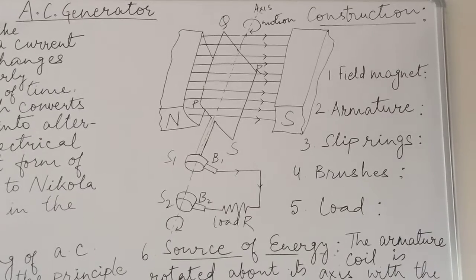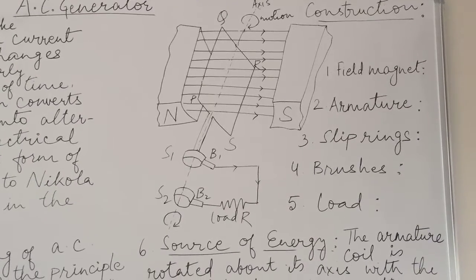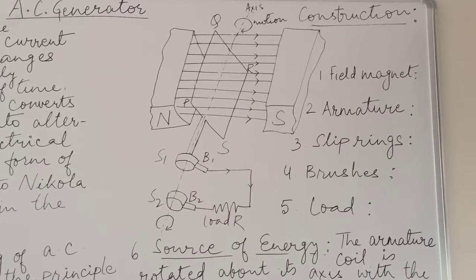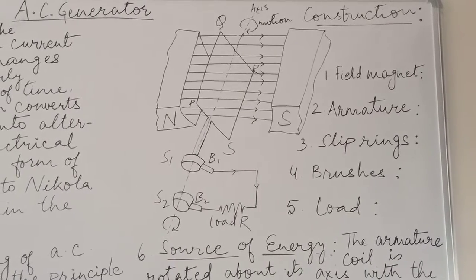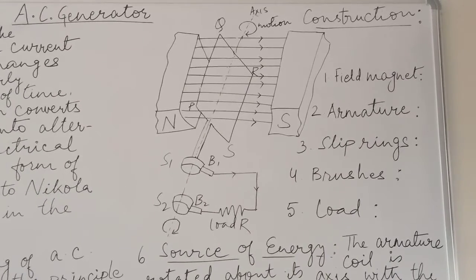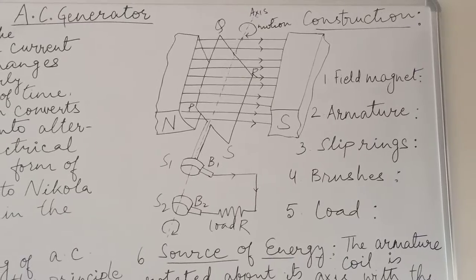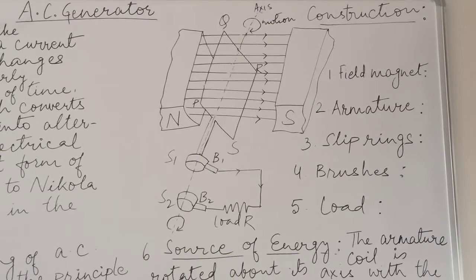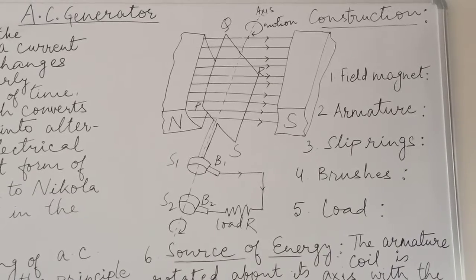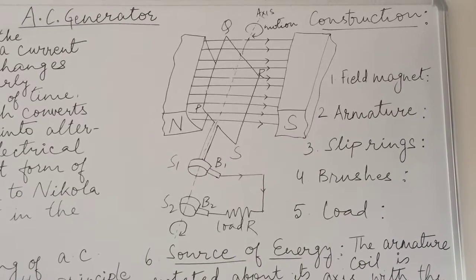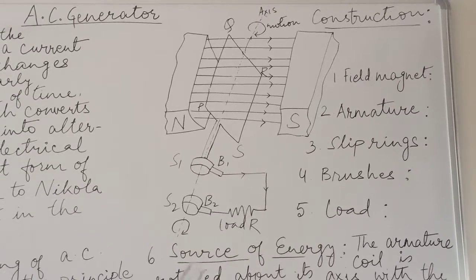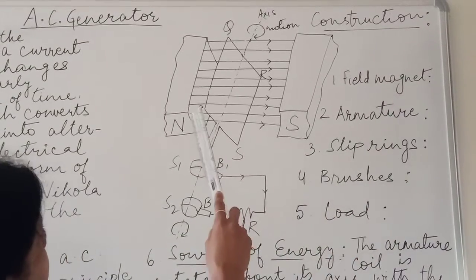It is a permanent magnet of the horseshoe shape in a small dynamo, magneto, or it is a powerful electromagnet in a large dynamo. It produces a strong magnetic field in the region between its pole pieces. Second one is armature.